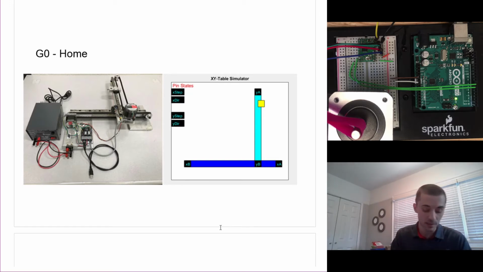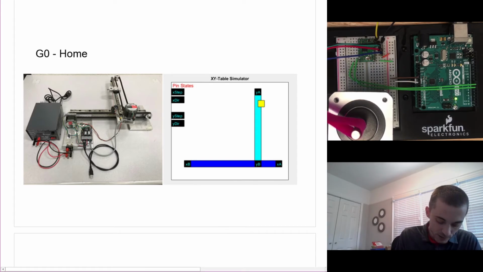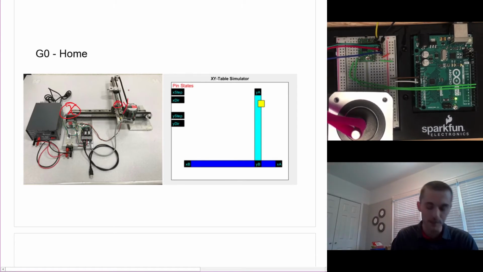So in the case of the physical hardware in lab, the switches are located, it's kind of weird how it's wired up, but there's one switch for our x-axis that's right down there, that's the minimum position. And then the other one for the y is right there. And so the goal is to actually get this to move down to the corner.